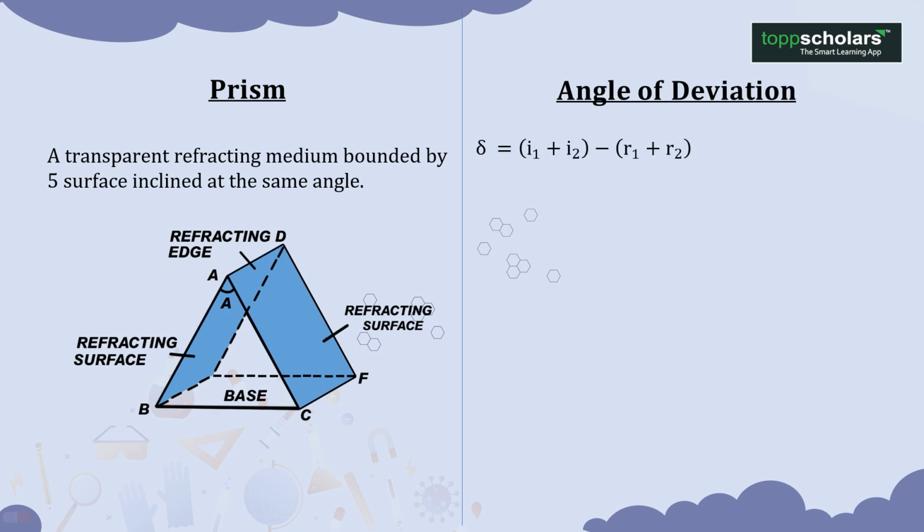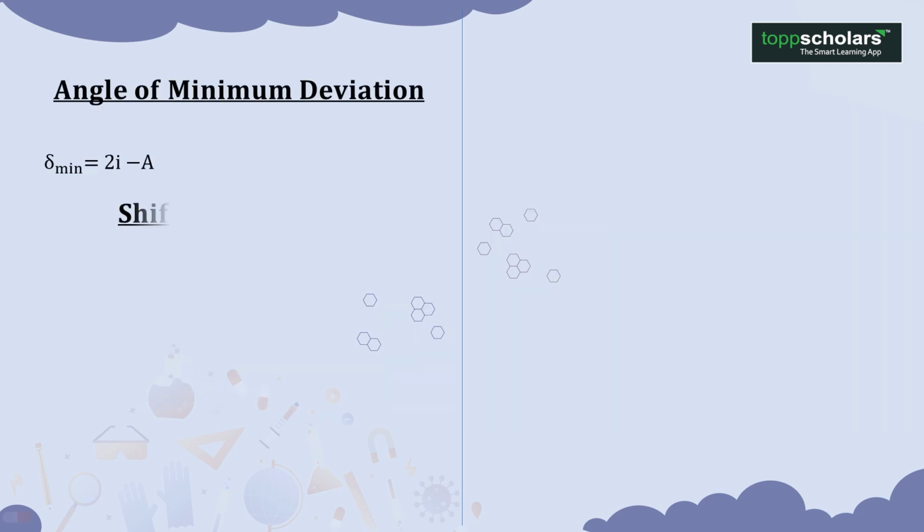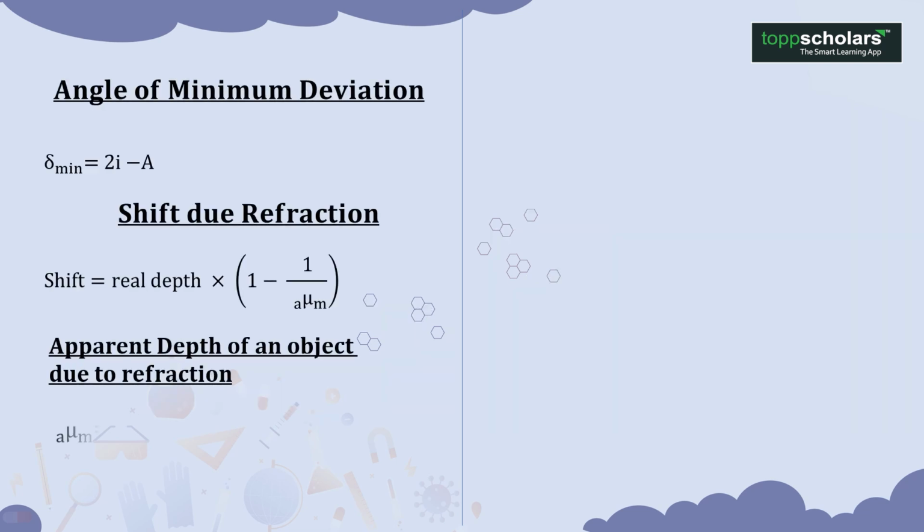Angle of deviation: delta is equal to i1 plus i2 minus (r1 plus r2). Relation between angles of refraction and the angle of the prism: r1 plus r2 is equal to A. Relation of angles of incidence and the angle of the prism: i1 plus i2 is equal to A plus delta. Angle of minimum deviation: delta minimum is equal to 2i minus A.